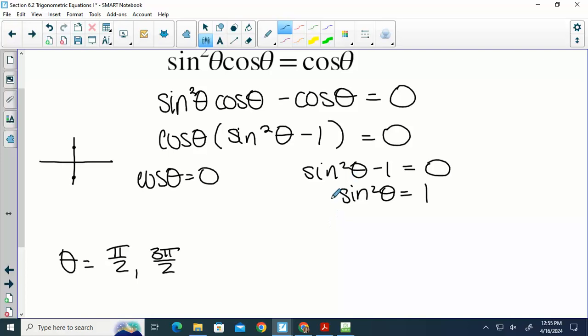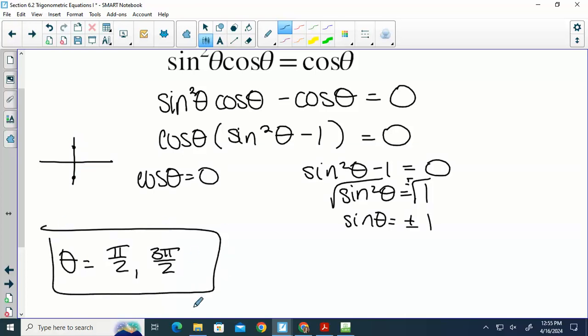This one, we do Carson's method, square root plus or minus, so sine is equal to positive or negative 1. It's the same thing. When is sine positive 1? Pi over 2. When is sine negative 1? 3 pi over 2. So it didn't give us any extra answers. This one just said between 0 and 2 pi, so we don't need the plus 2 pi.